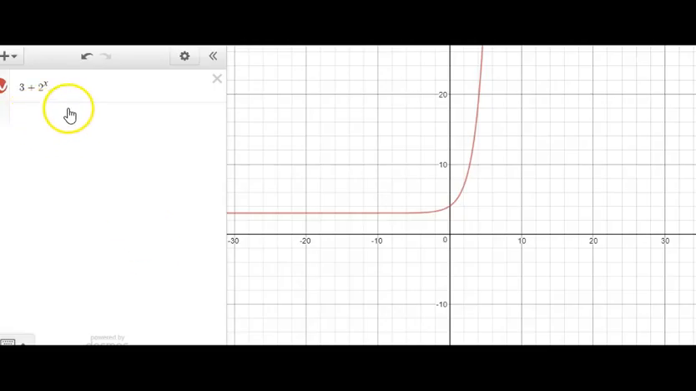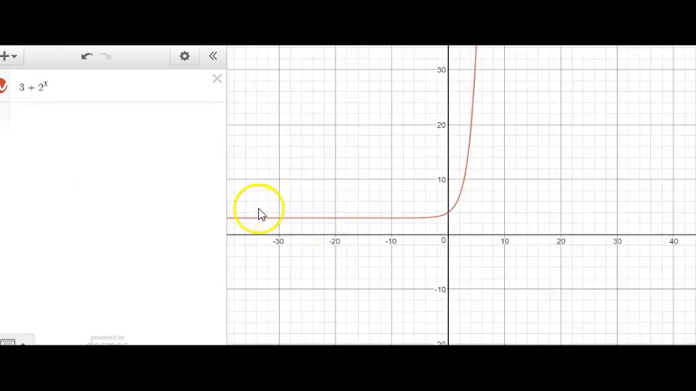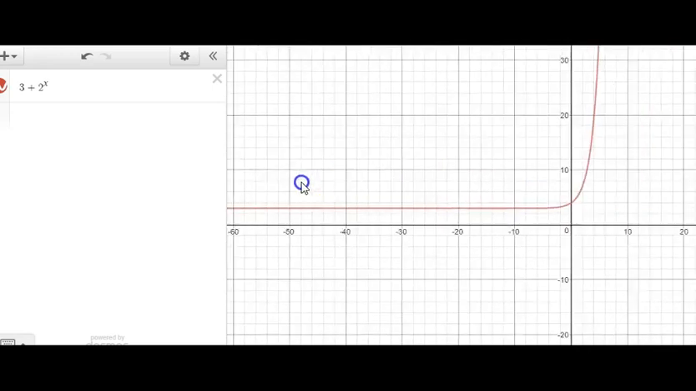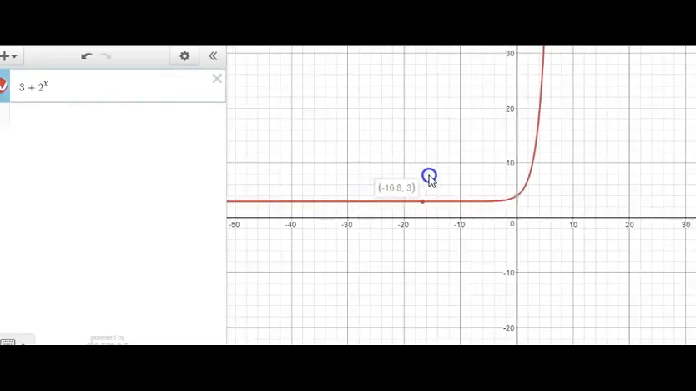So here you can see I've just typed in 3 plus 2 to the x. It assumes the y equals part. So we have our function drawn for 3 plus 2 to the x. And then remember, we're looking for what happens when x approaches negative infinity. So you can zoom out as much as you want to, but it's pretty clear on this graph that it doesn't seem to be changing much, no matter how far over or how far zoomed out I get.